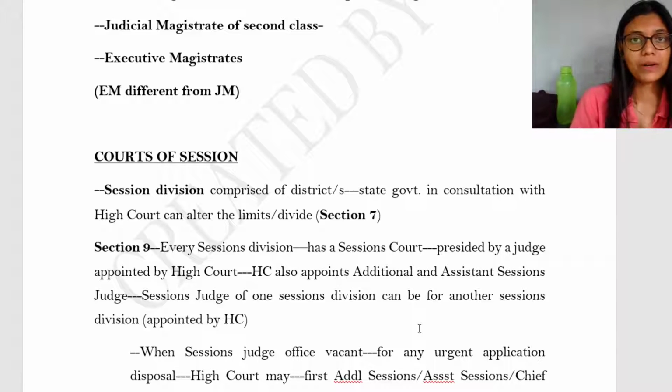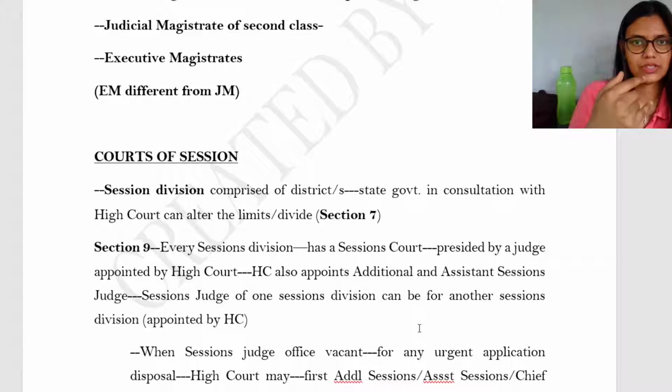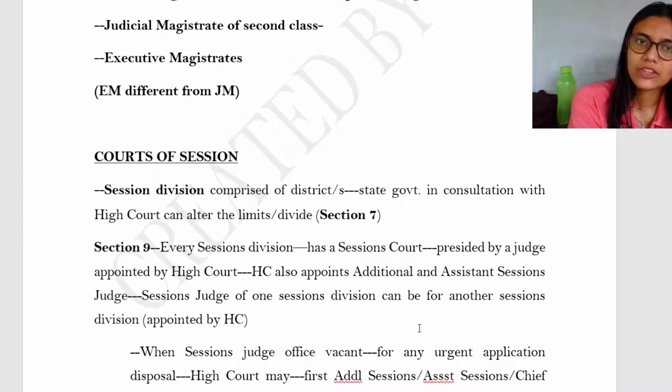Here I want you to remember the difference between additional and assistant. Additional means almost on the same rank as the sessions judge. Both are sort of taken as par. But if the word assistant is used instead of additional, you have to assume that it is an inferior grade to the sessions judge. So an assistant sessions judge is inferior to the rank of a sessions judge.